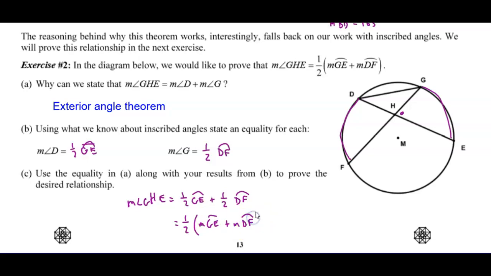And we have now successfully proven that if we have two intersecting chords, the angles between them are going to be equal to half the sum of the two arcs that they subtend.